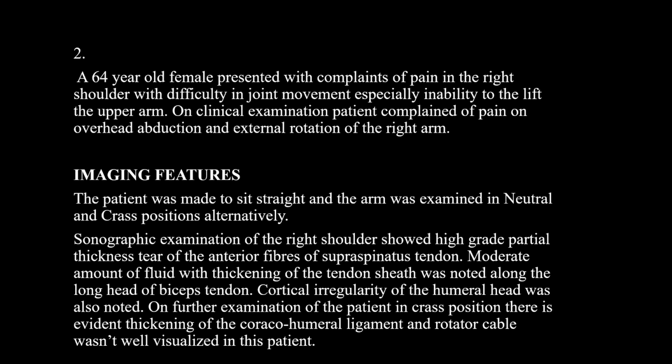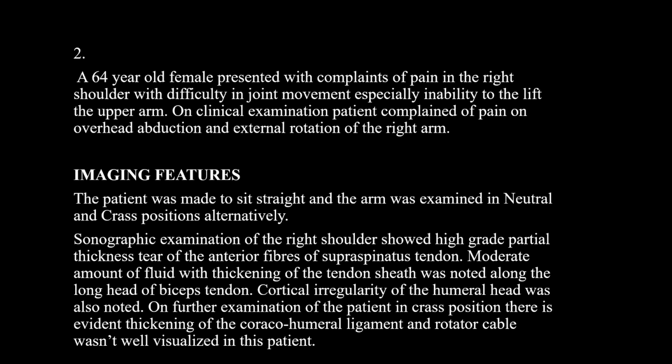Imaging feature: the patient was made to sit straight and the arm was examined in neutral and cross position alternatively. Sonographic examination of the right shoulder showed a high-grade partial thickness tear of the anterior fibers of the supraspinatus tendon. A moderate amount of fluid with thickening of the tendon sheath was noted along the long head of biceps tendon. Cortical irregularity of the humeral head was also noted.